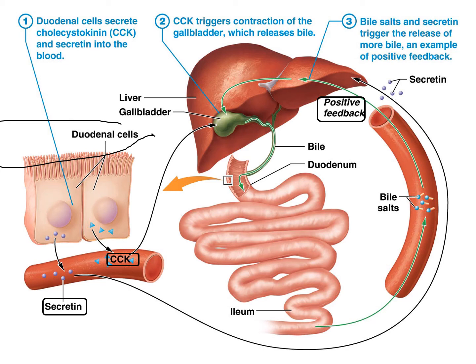Now, cholecystokinin triggers contraction of the gallbladder, which releases bile, and bile enters the duodenum of the small intestine. Now, the bile salts and secretin trigger the release of more bile. An example of positive feedback. So, as secretin and bile salts enter back to the liver, through the hepatic portal vein, it causes the release of more bile. So bile secretion is an example of positive feedback.